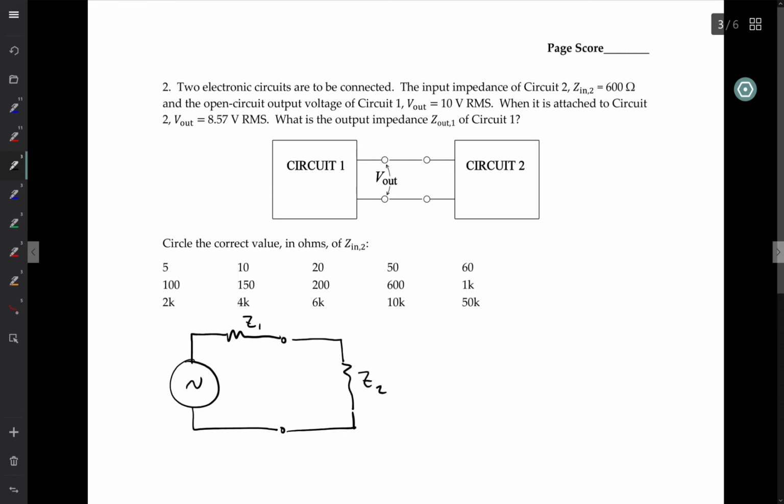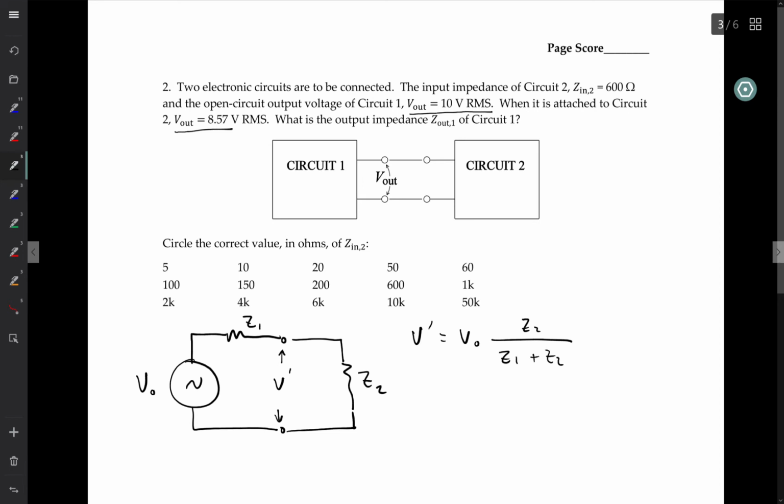The voltage I am given is the voltage on the output when there's nothing connected. That's 10 volts. So that's basically the Thevenin equivalent voltage of circuit 1. The voltage when it is attached in circuit is 8.57. I will call that V prime when the thing is hooked up. Then I just need to use my voltage divider equation, which says that V prime is going to be equal to V out times the ratio of Z2 to Z1 plus Z2.